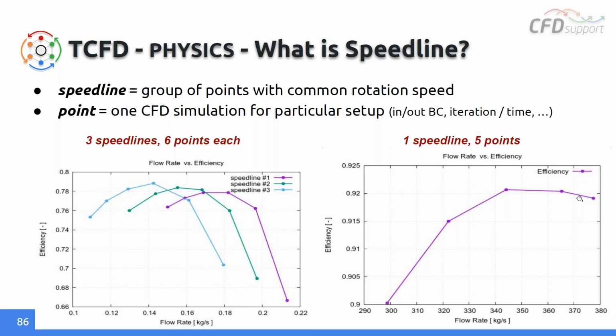So this is an example. You have one speed line, so one revolution speed and 5 points, so five different boundary conditions, for example, flow rates. Or you can have three speed lines, so three fixed RPMs, 2000, 2500, and 3000, for example, and for each you will simulate 6 points with different flow rates. And at the end you will see graphs which show you the performance of the fan at various conditions.